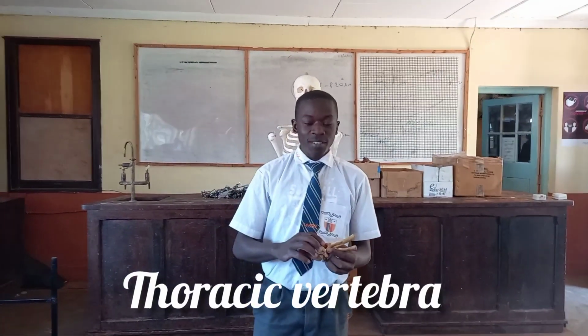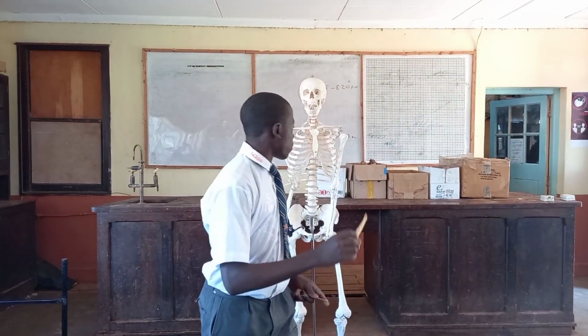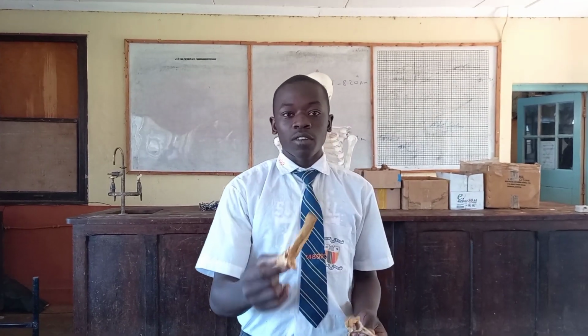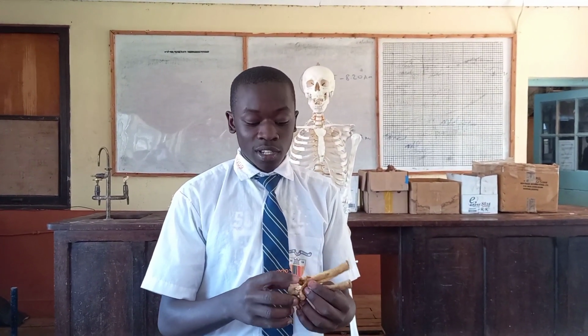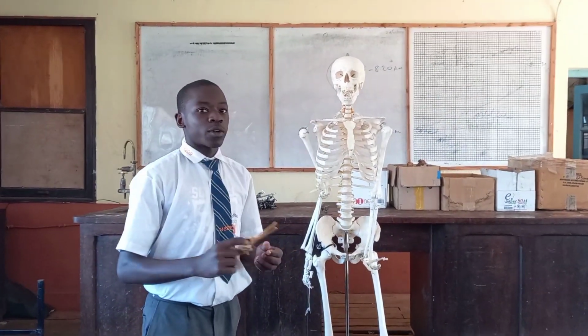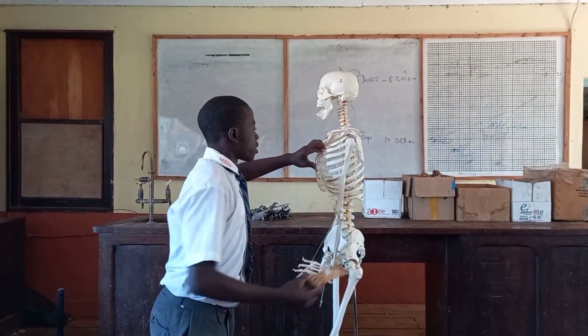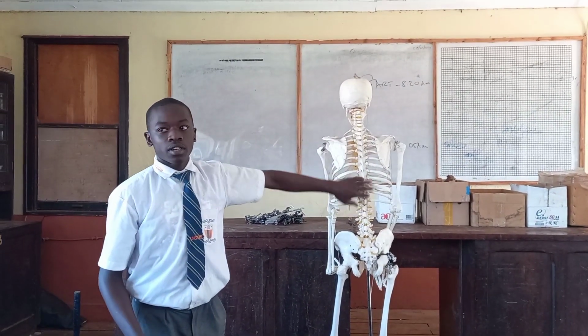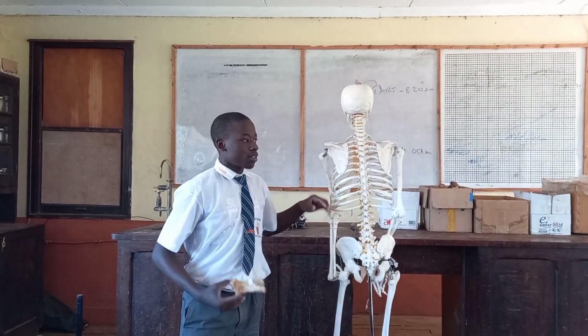Good afternoon, sir. I want to take you through the thoracic vertebra, which I have right here. One of these is what we call a vertebra. Two of these we call the vertebrae. The thoracic vertebrae are located in the thoracic region behind the ribcage and the ribs.